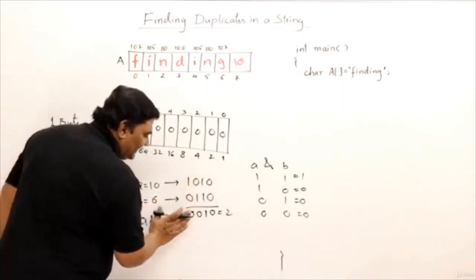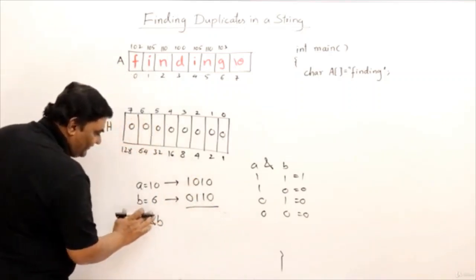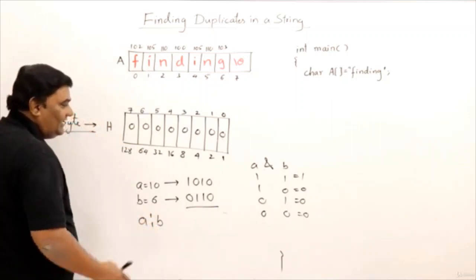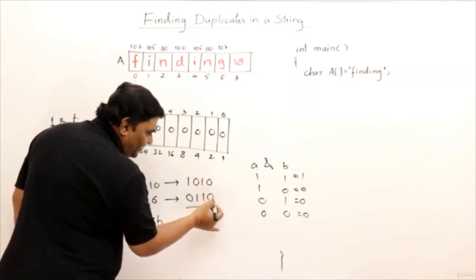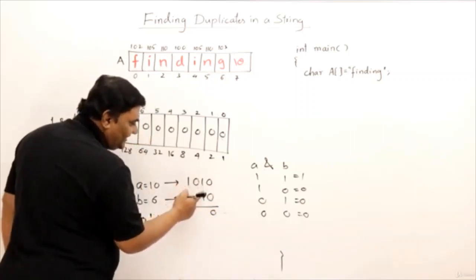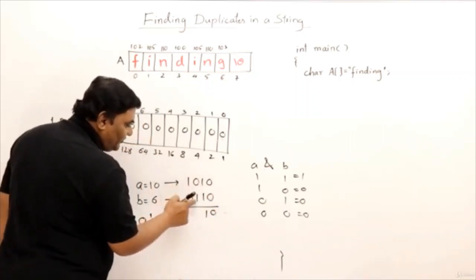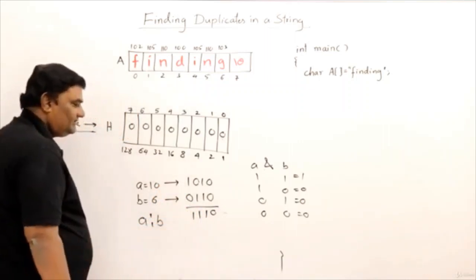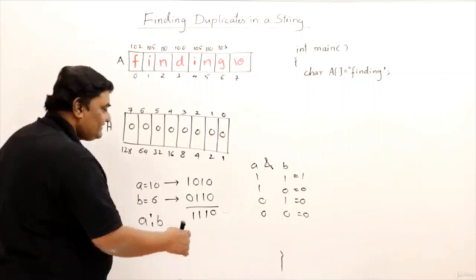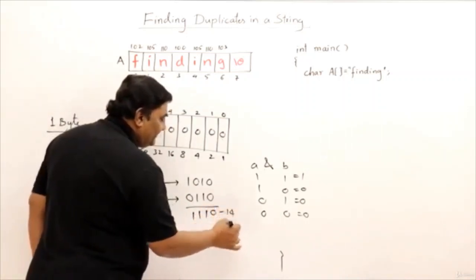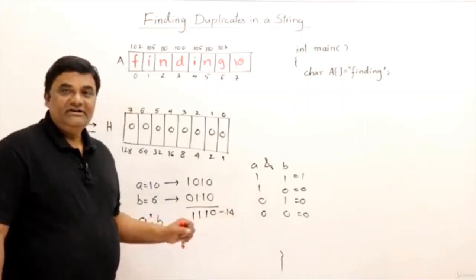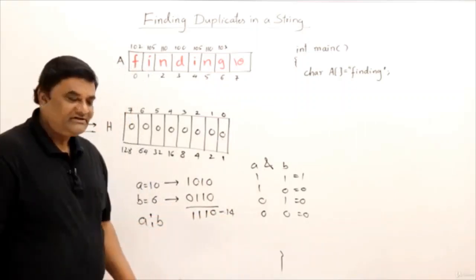See, same number. I'll remove this. Now, instead of ANDing, we are performing OR operations on the bits. Then OR means what? 0 or 0, 0 only. 1 or 1, 1. 0 or 1 is also 1. 1 or 0 is also 1. Then, how much is this? This is 14 in the decimal number. Binary form it is 1110 and it is 14 in decimal number system.